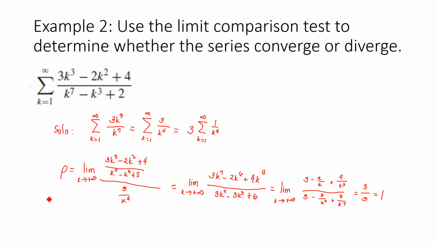So since our rho is finite and non-zero, it follows from the theorem presented previously that the given series converges. So therefore, the series converges. So that's it.